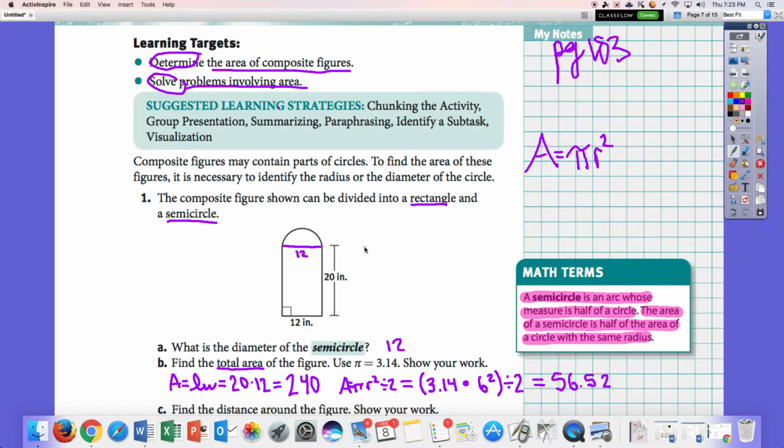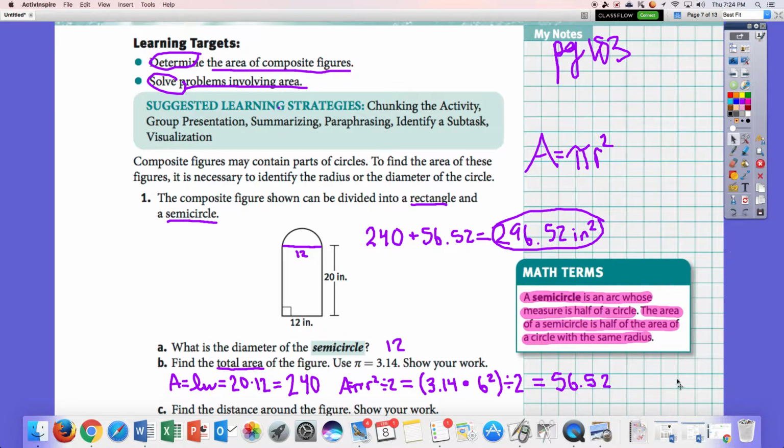So what I need to do, and I'll move it up here, I'm going to add these together. 240 plus 56.52. Plug that on into your calculator. We should get a total area of 296.52. And again, I always need a label, inches squared. All right, if you're not catching on yet, just hang on for a moment. We'll discuss semicircles a lot more as we continue going forward.